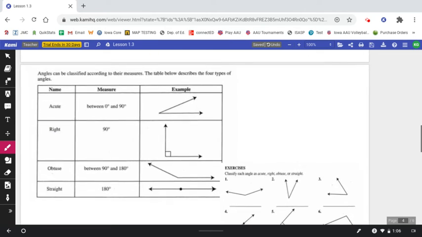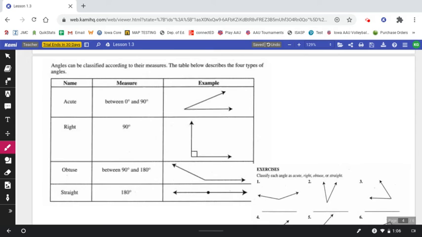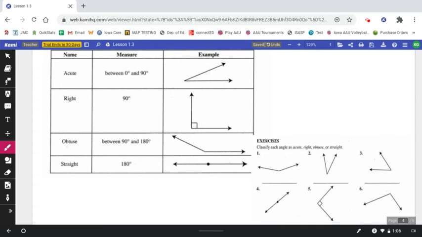Angles can be classified according to their measures. The table below needs to go into your notes, so go ahead and pause and do that. Then in the exercises here, classify each angle as acute, right, obtuse, or straight.